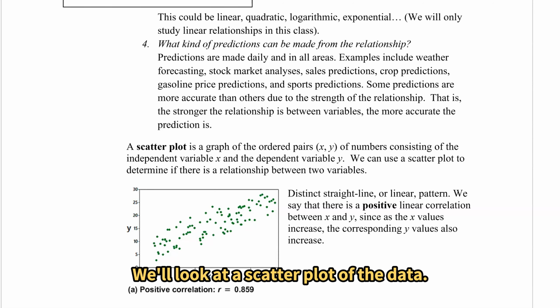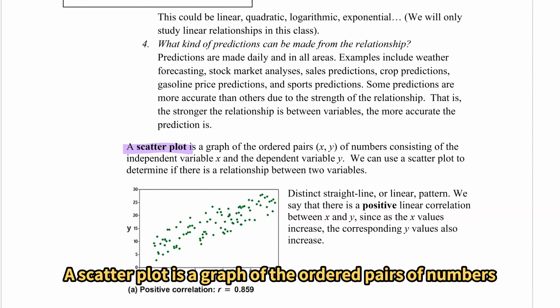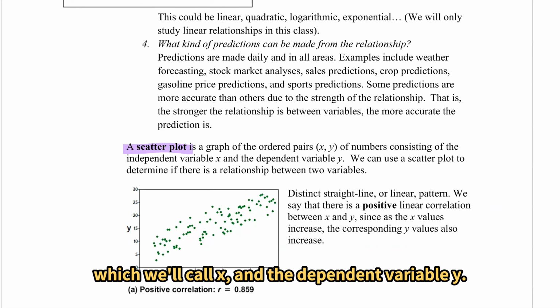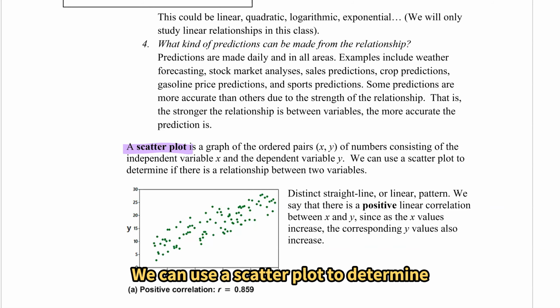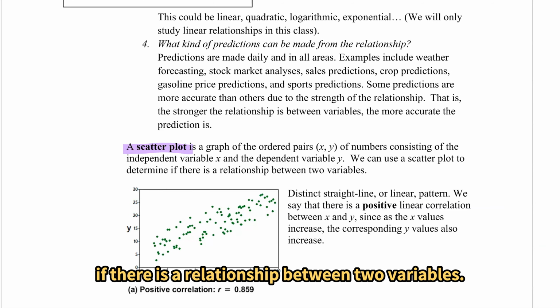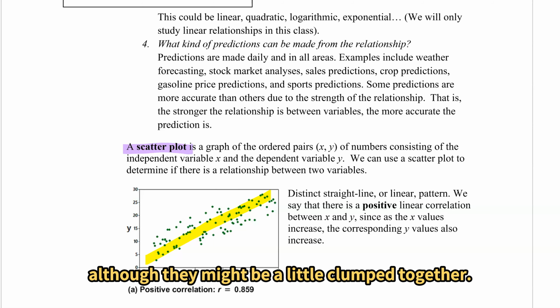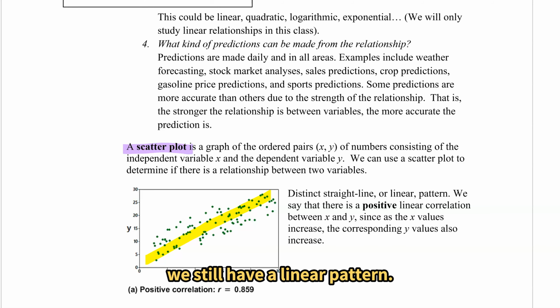We'll look at a scatter plot of the data. A scatter plot is a graph of the ordered pairs of numbers consisting of the independent variable, which we'll call x, and the dependent variable y. We can use a scatter plot to determine if there is a relationship between two variables. For example, in our picture here, the data seem to follow a line, although they might be a little clumped together. We still have a linear pattern.